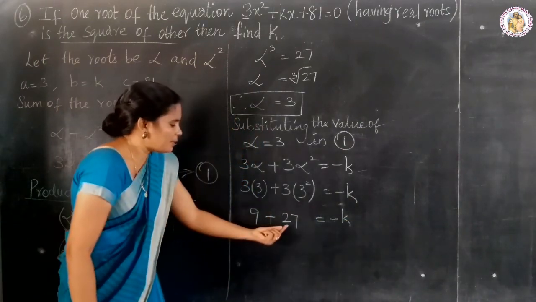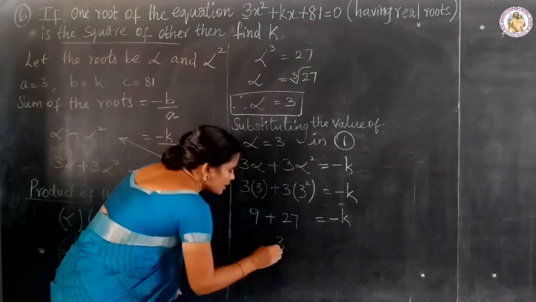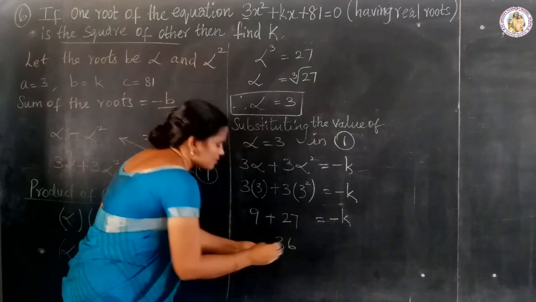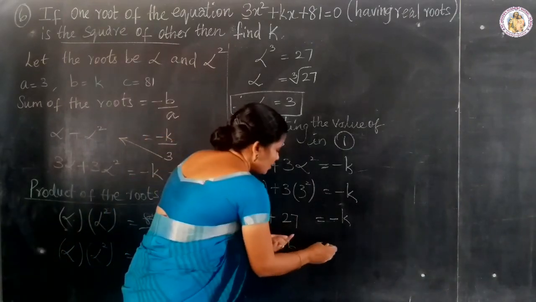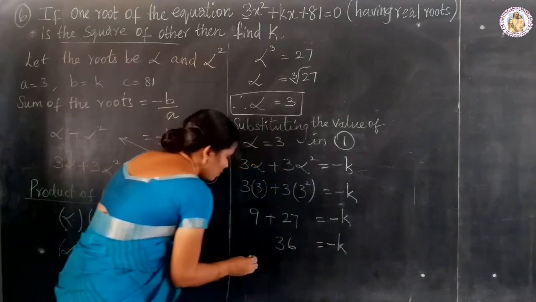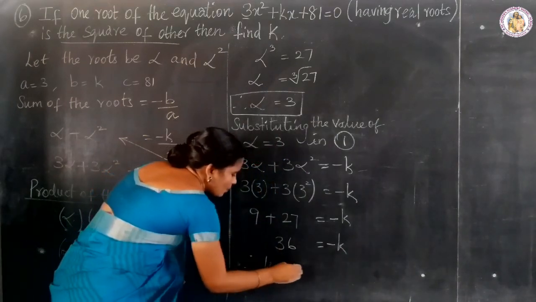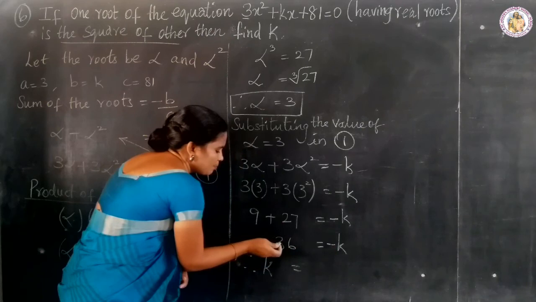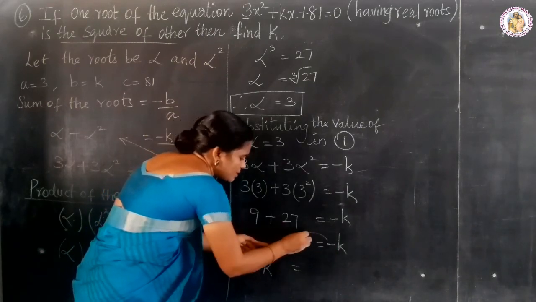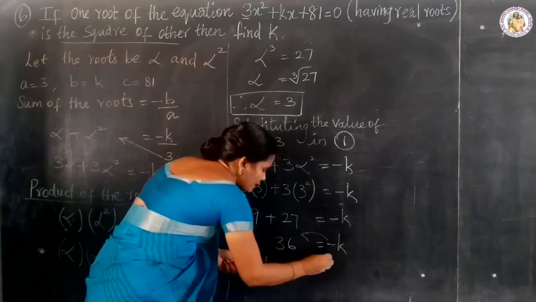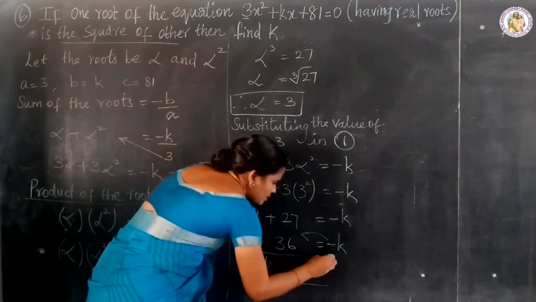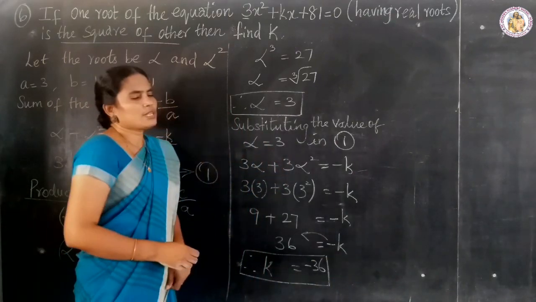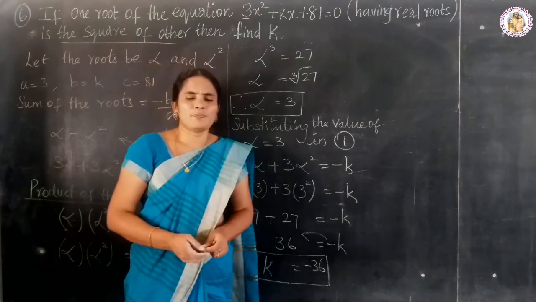Now 27 plus 9, that is 36, is equal to minus k. Therefore, k is equal to minus 36. Therefore, the value of k is equal to minus 36. And students, we have come to the end of this exercise. Practice all the sums.